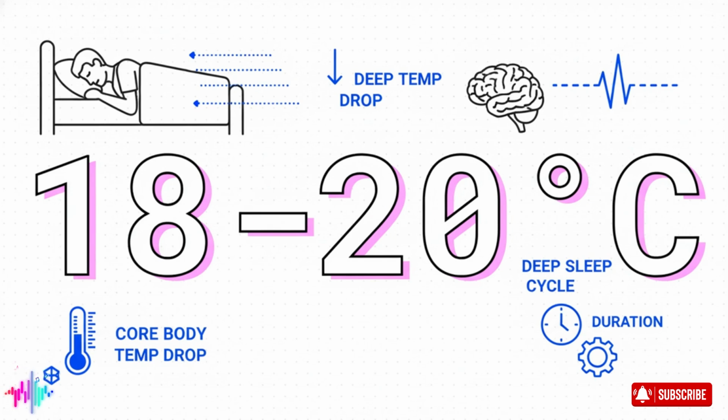A cooler room helps your core body temperature drop, which is a necessary trigger for initiating and maintaining deep sleep. The sweet spot? You want to aim for a range between 18 and 20 degrees Celsius. That's about 65 to 68 Fahrenheit. This is non-negotiable for optimal results.